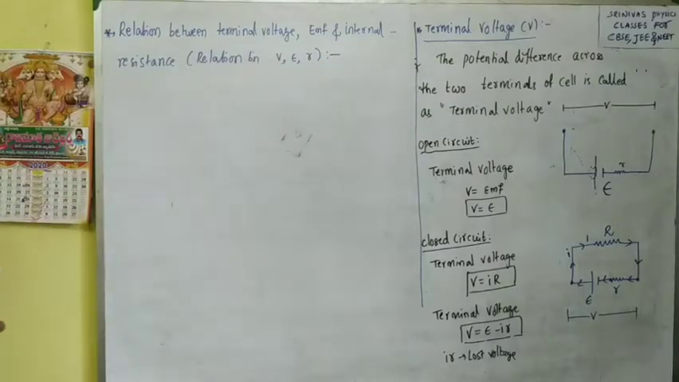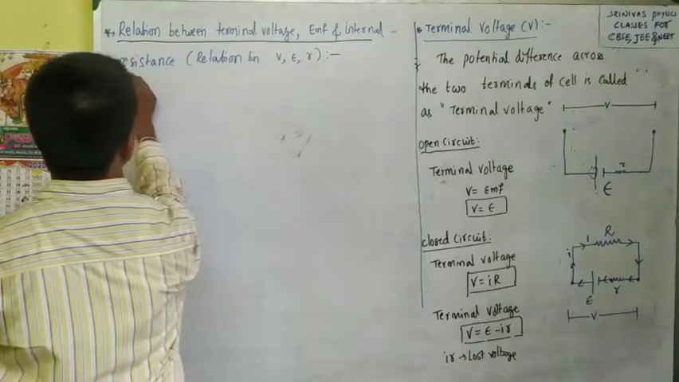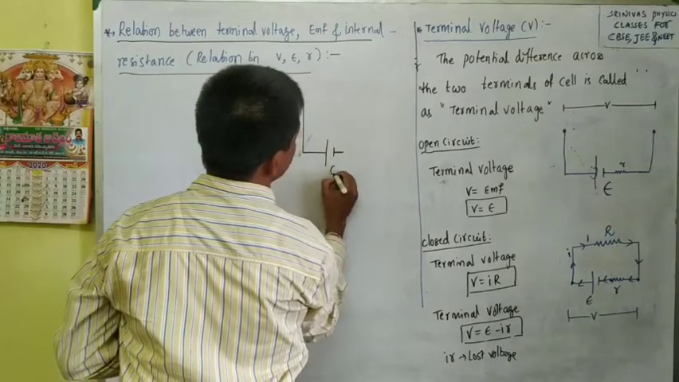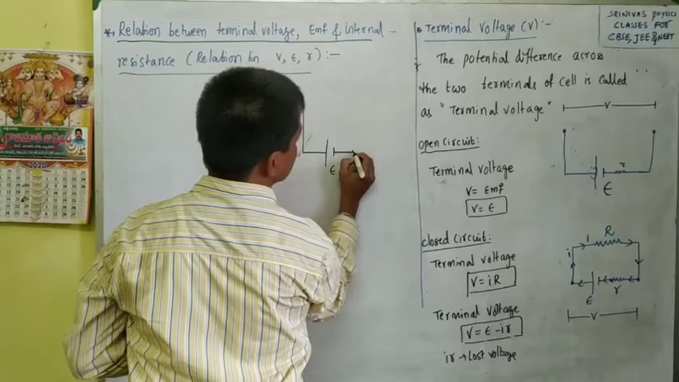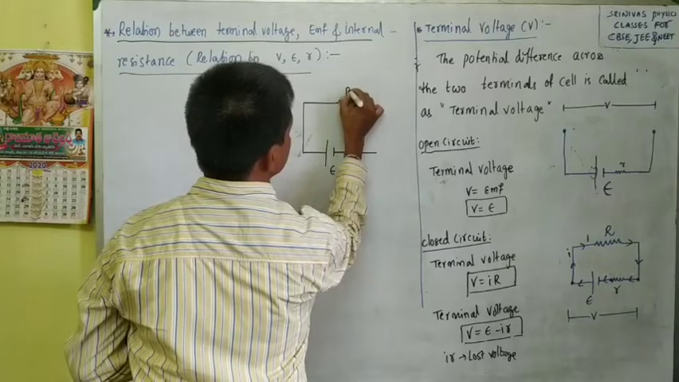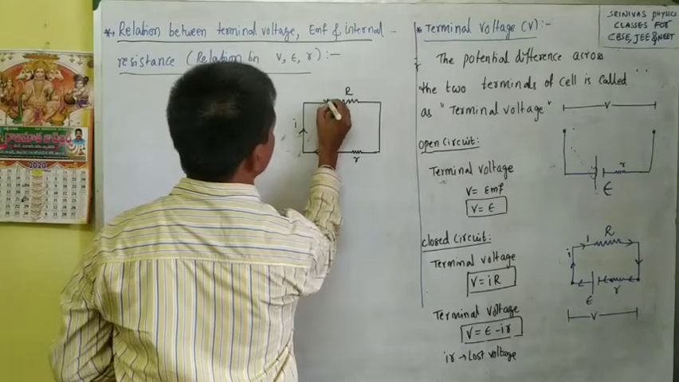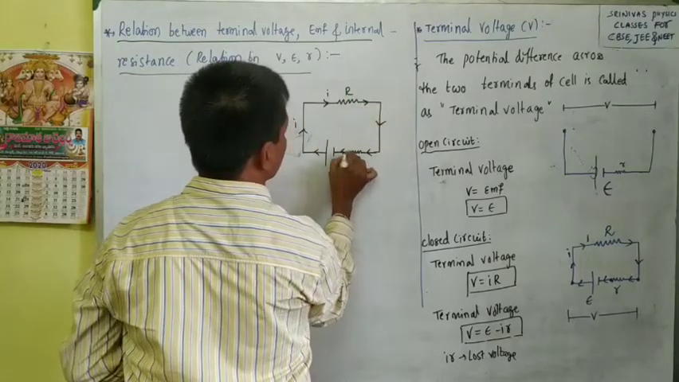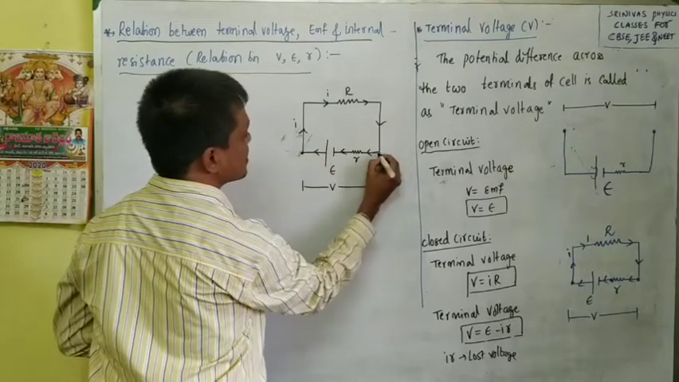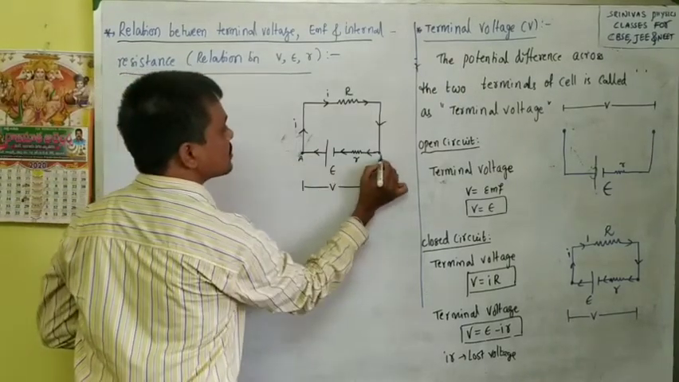There are several relations I will tell, and for that, let us see. It is very simple to derive. For example, this is one cell. Its EMF is epsilon and its internal resistance is small r, and it is connected to some external resistance, capital R. Some current I will flow here. Now the terminal voltage is the potential difference across these two points, A and B.